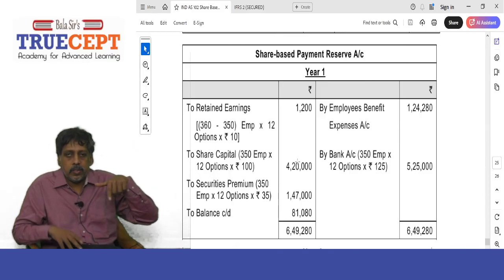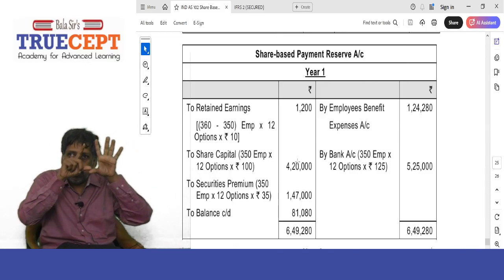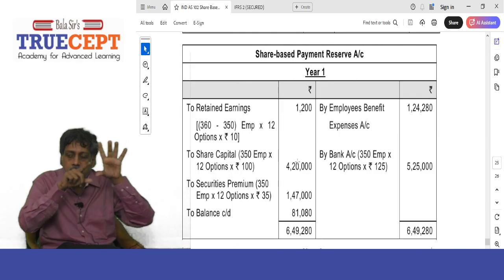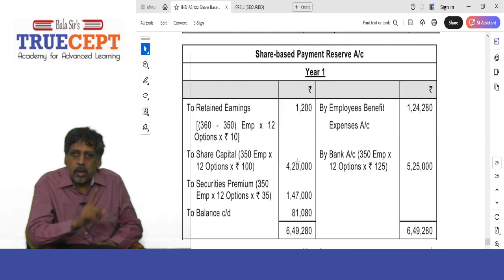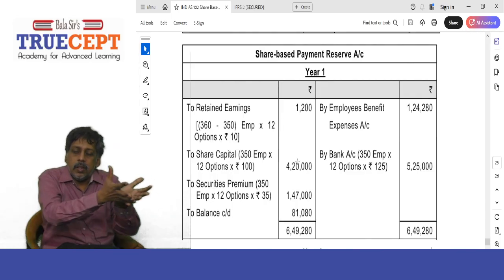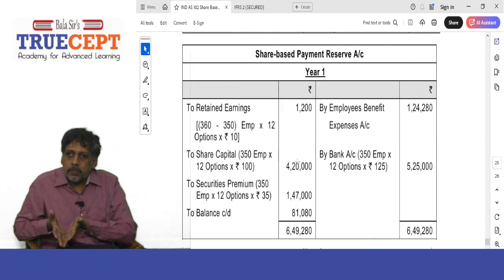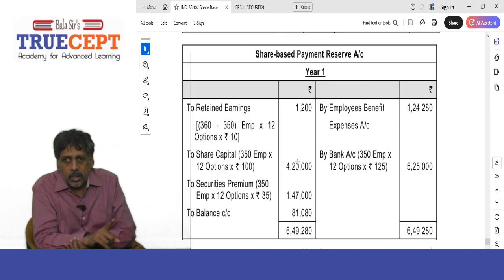10 employees into 12 options each in that group, G1. 120 into 10 rupees. How much? 1,200 rupees, which is collected but not used. You have taken the money, but shares are not allotted, right?